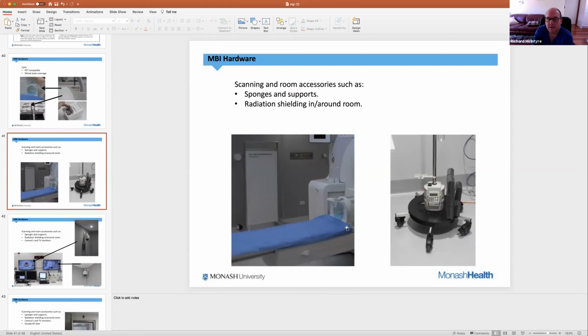We also have other things. We have to think about radiation. We have to think about absorption on the PET side of things.